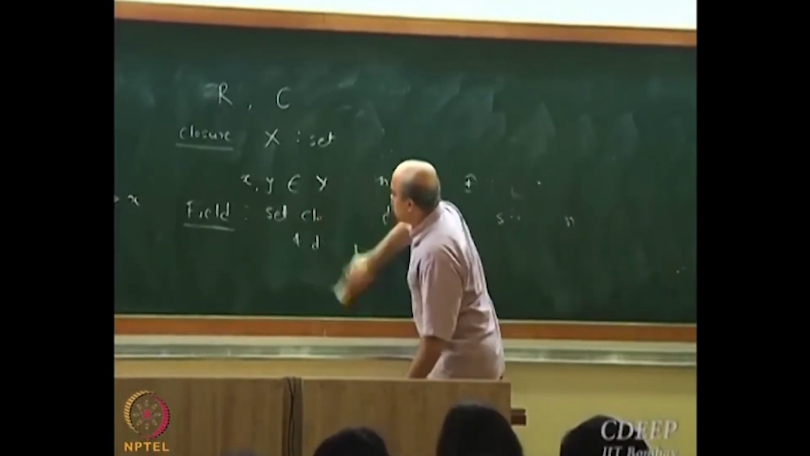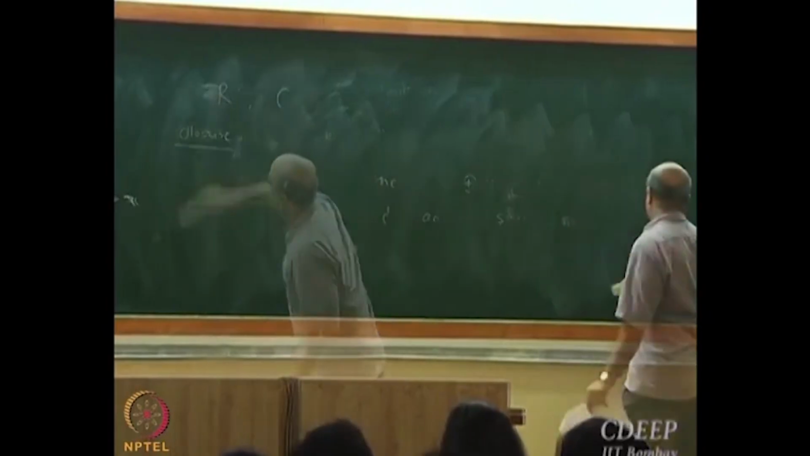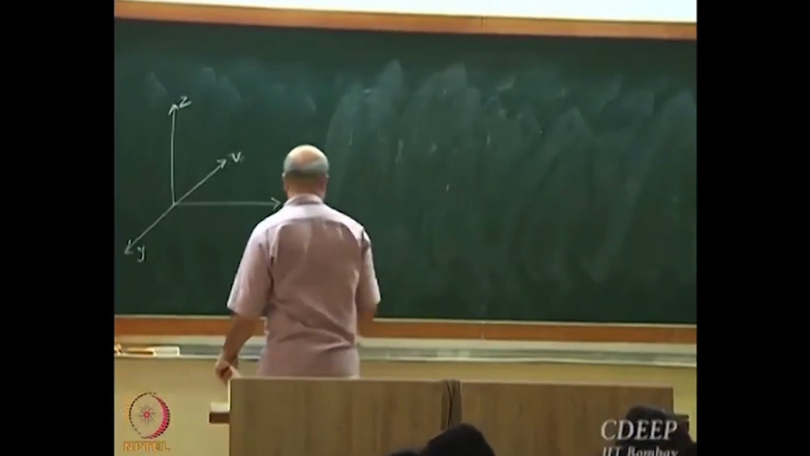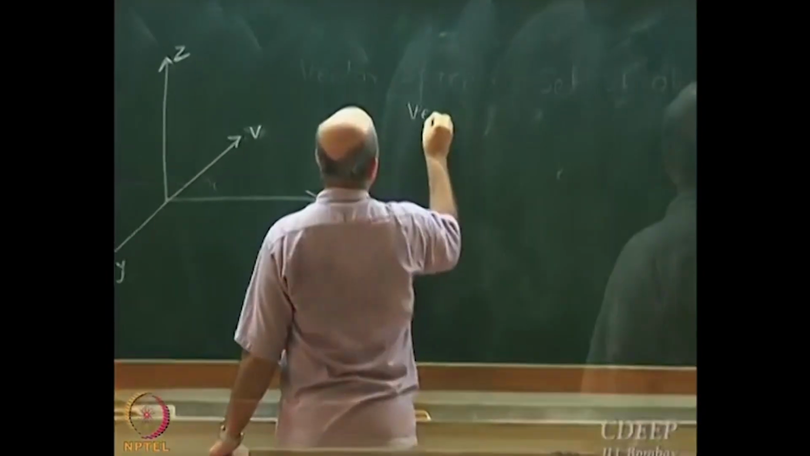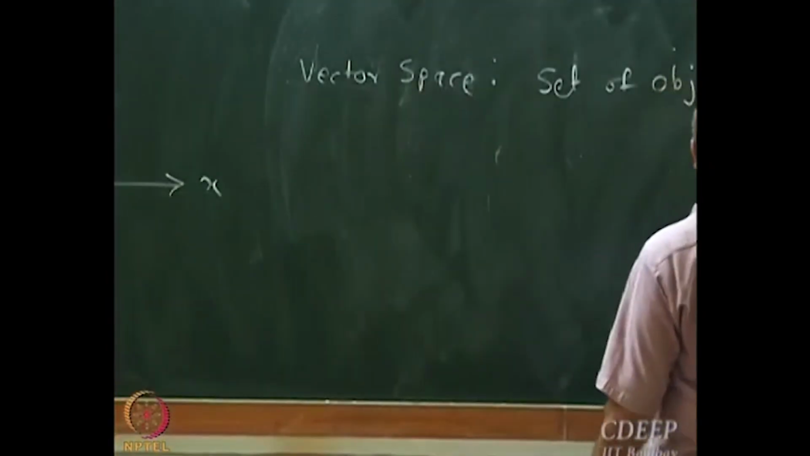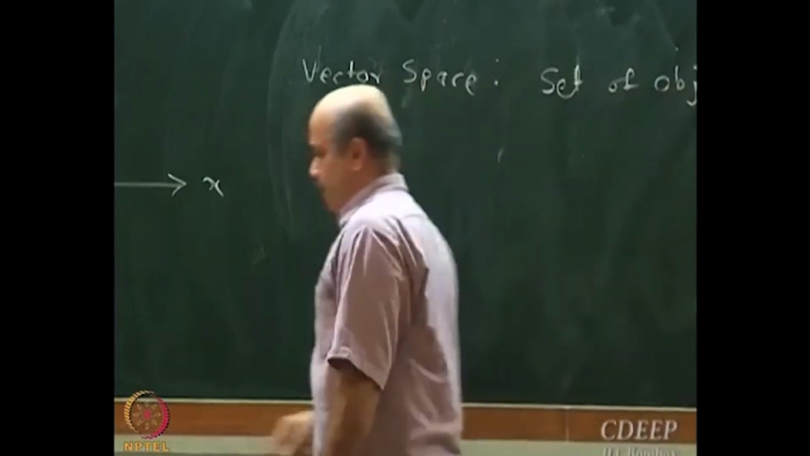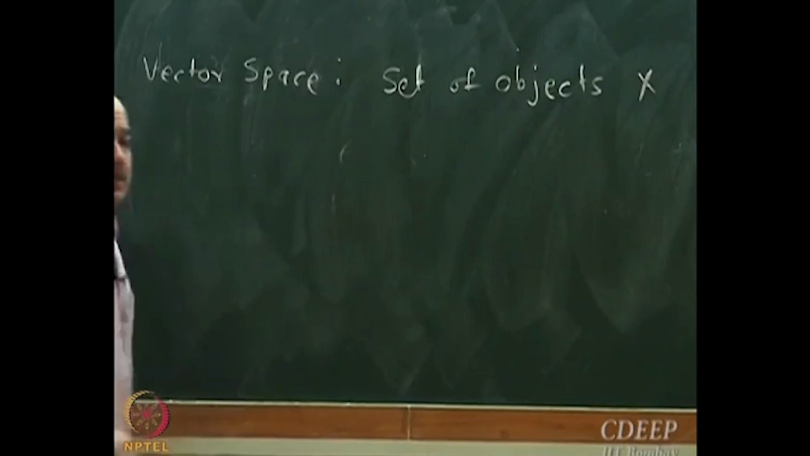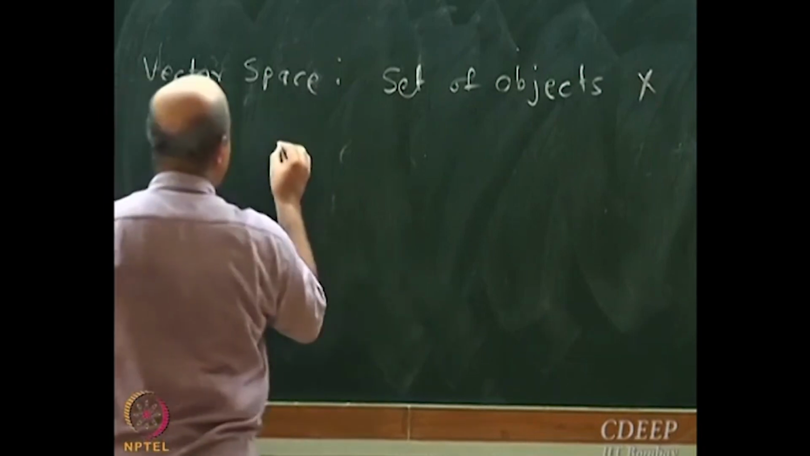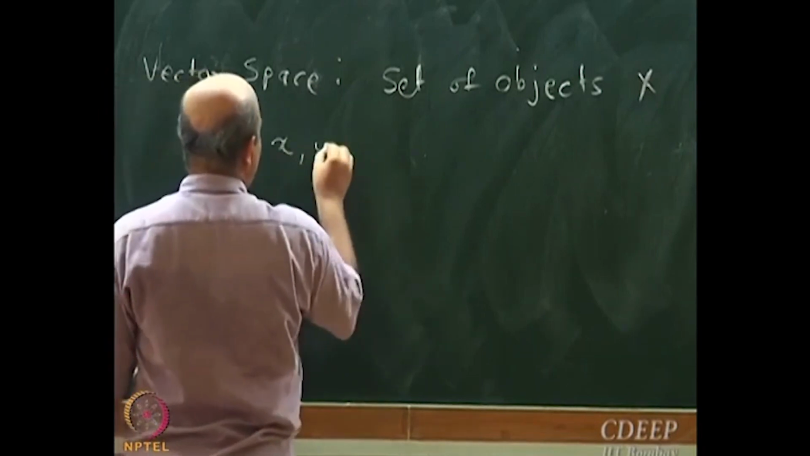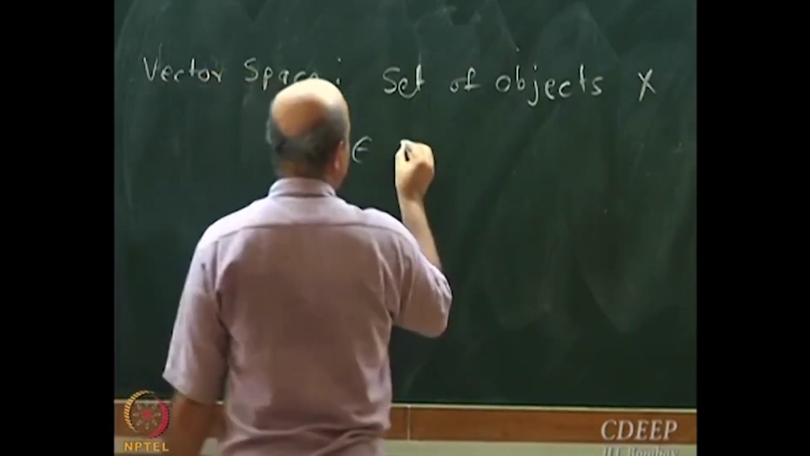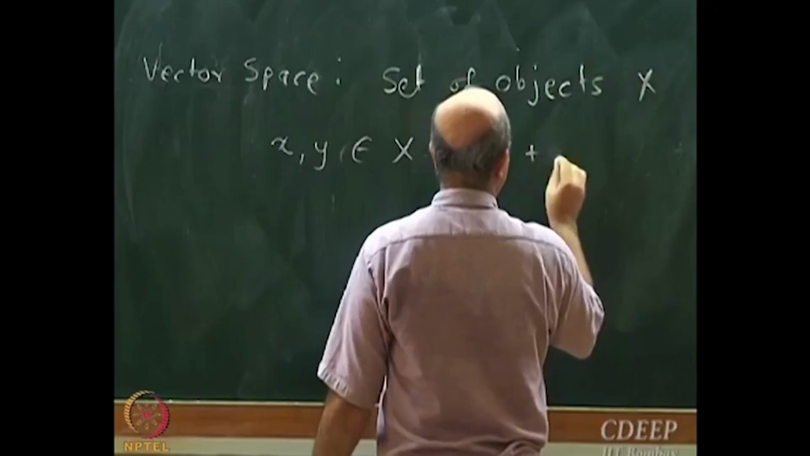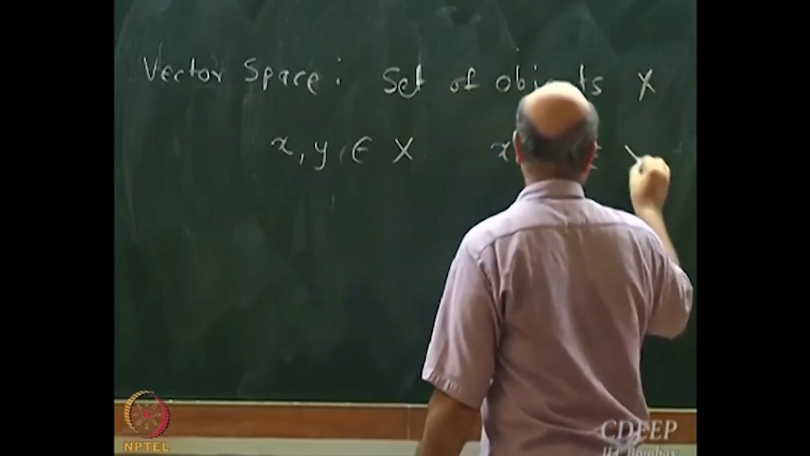Now, a vector space is a set of objects that is closed under two operations. It is closed under addition. So if I take any elements x and y belonging to X, then x plus y also belongs to X.